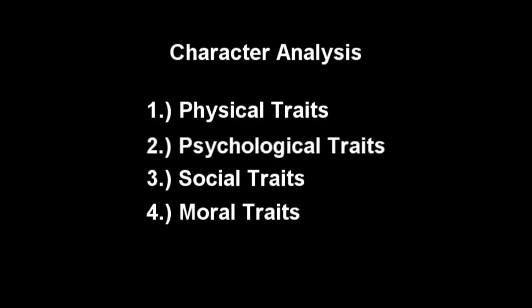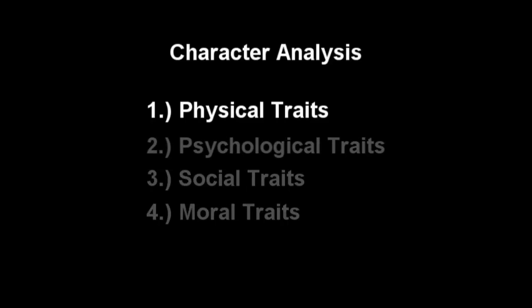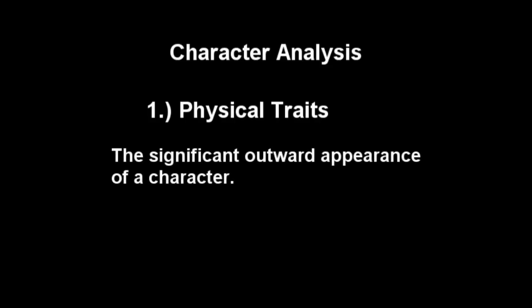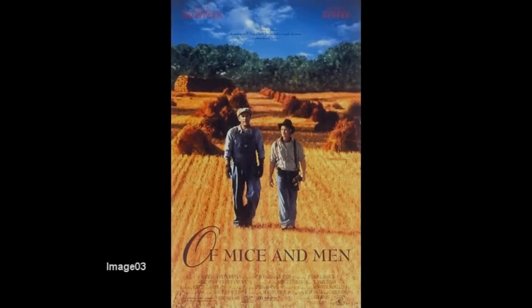When analyzing a character with respect to their physical traits, a designer is considering the outward appearance of the character. What is it about the character's appearance that sets them apart from the other characters? What is unique about the appearance of this character? In the play Of Mice and Men, John Steinbeck's stage adaptation of his novella, the character Lenny is a large man, while his sidekick George is short in stature.